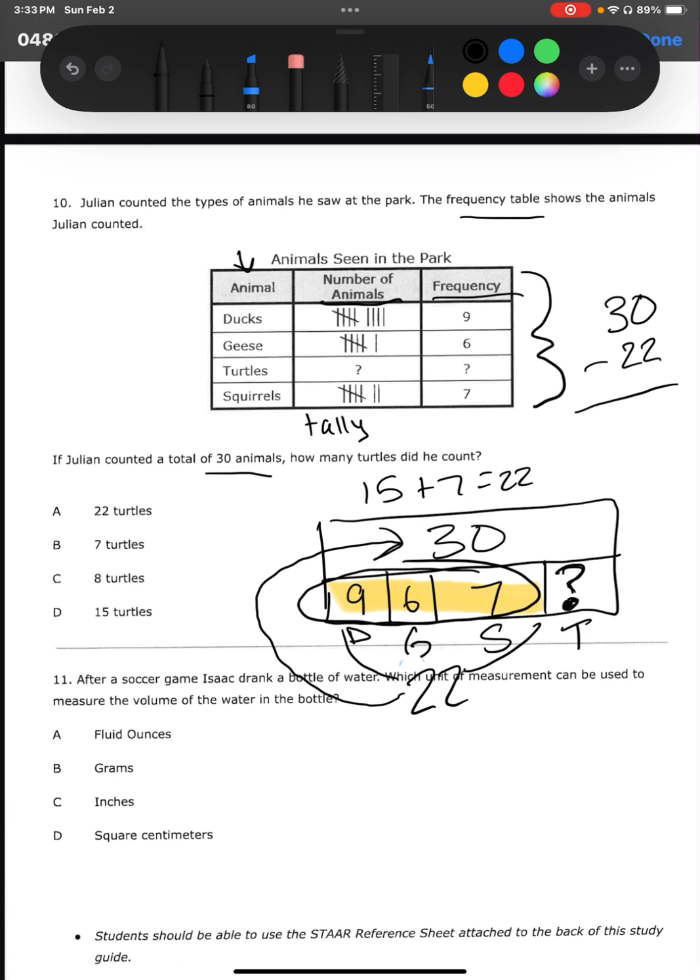30 minus 22. And that's going to give us this missing value of the turtles here. 30 minus 22 is 8. Therefore, he counted 8 turtles.